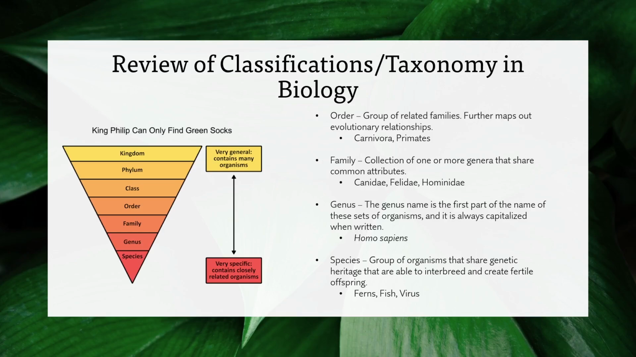Genus, this is where we're starting to get very, very specific. One of our last two levels that we're going to talk about. So genus, the genus is the name. The name is the first part of it. And you see an example down there. It's always capitalized when written. So Homo sapiens, that would be us as humans.